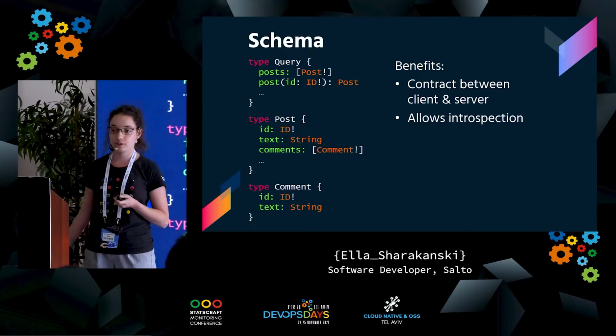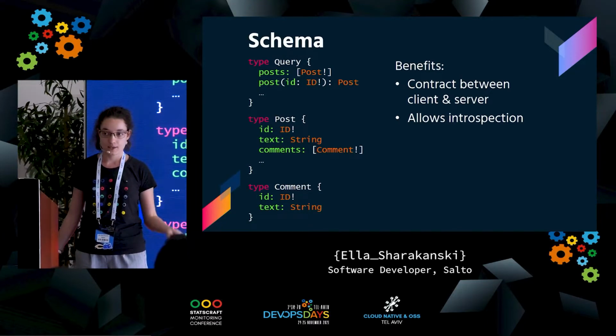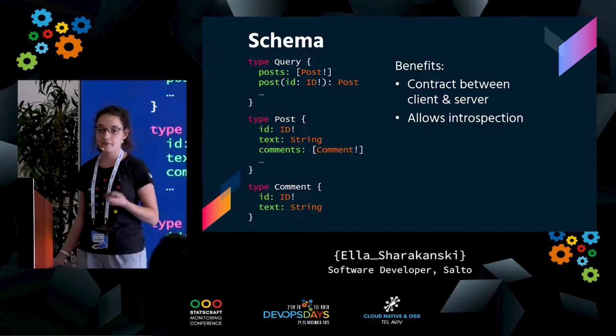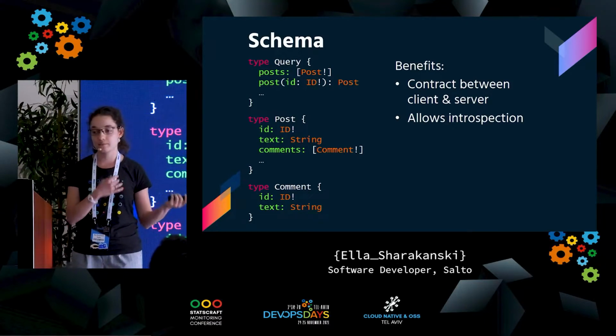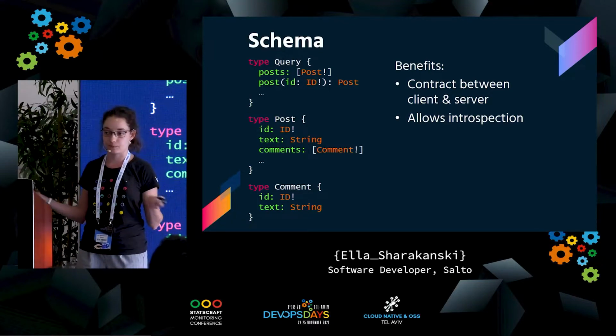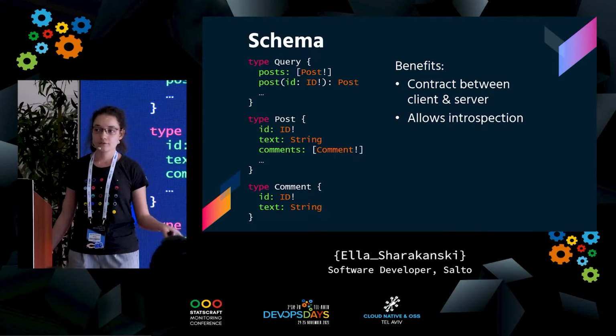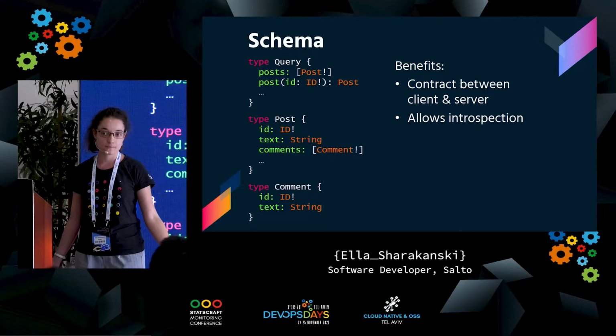Another benefit of having a schema is that it allows introspection, meaning that when I'm about to use a new GraphQL API that I don't know, I can simply read the schema, and that will provide me with all of the information that I need about which queries I can make and which return values I'm going to get.